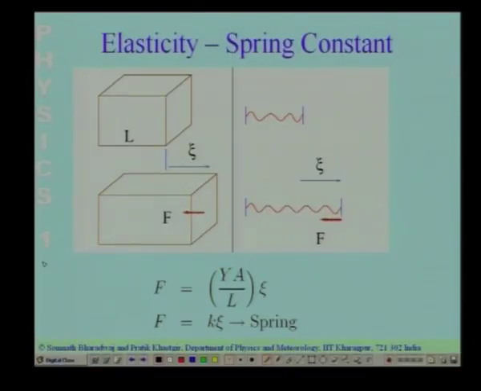so the point is that we can think of this solid as a spring of spring constant K, which is equal to the Young's modulus y times the cross sectional area divided by the undeformed length.